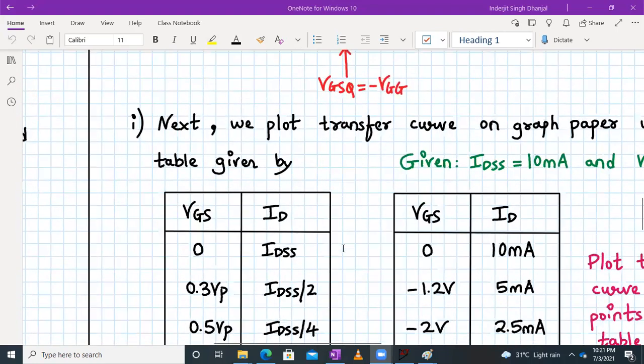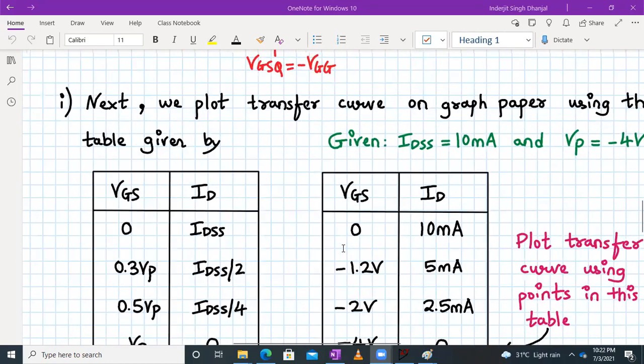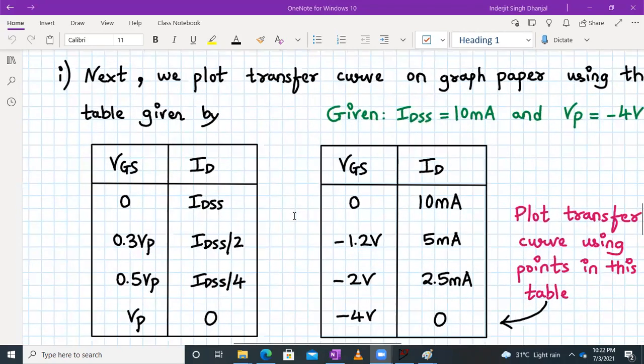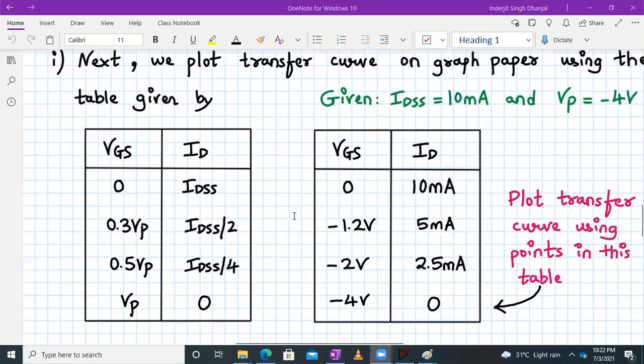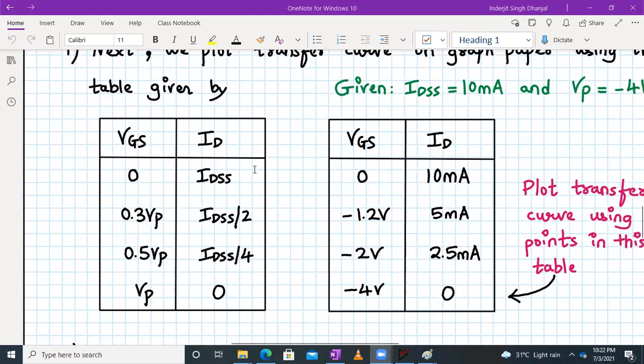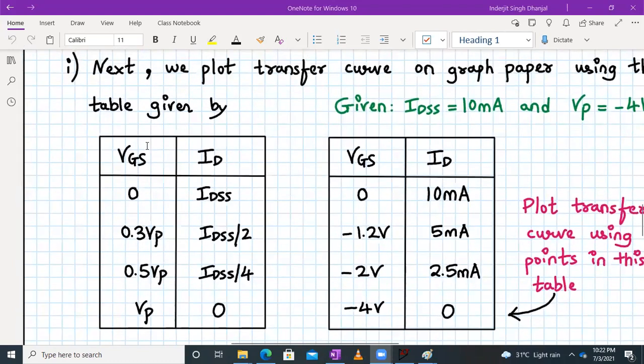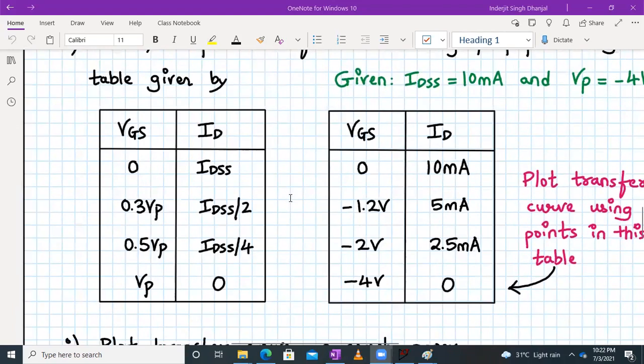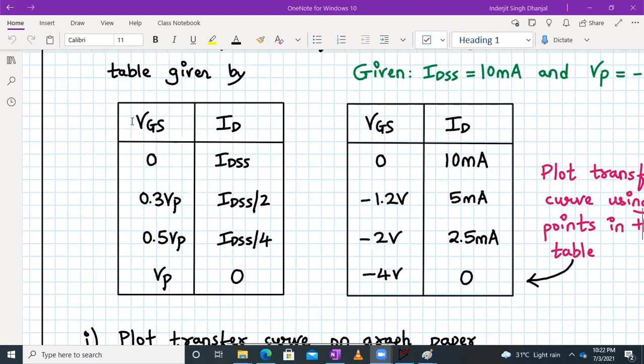Now we have to plot the transfer curve on the graph paper. We have to plot the transfer curve with the help of the following table. So what is this table and where did you get this table from? We will soon discuss that. For 4 values of VGS, we have 4 different values of ID.